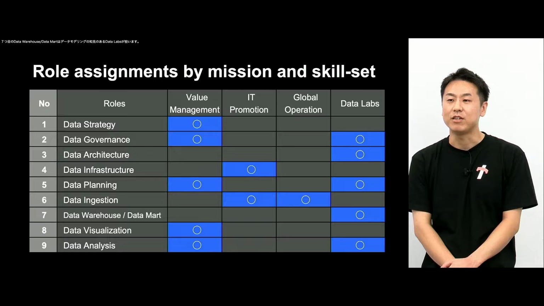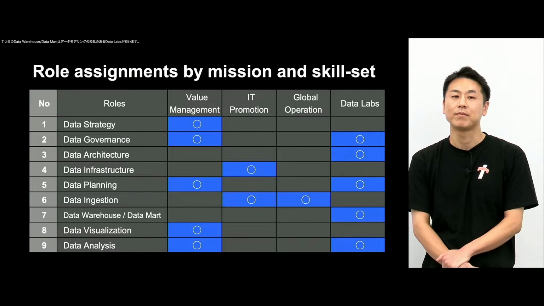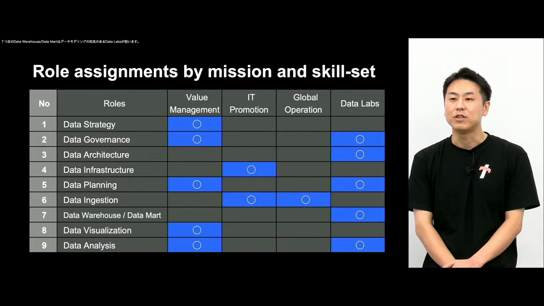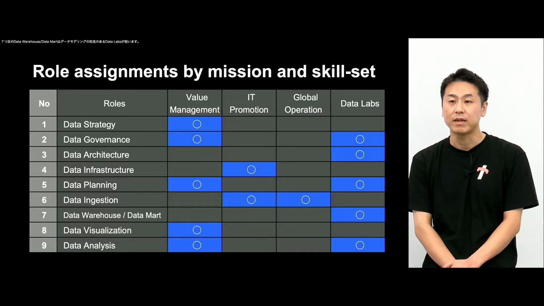And the fifth, data planning, the data value management and data lab are doing that together. Value management plans the analysis and also the data processing, and the data lab will think about how to process them. For data ingestion, IT promotion and global operation are doing this. From the DB, the data needs to be acquired, and also from API, the promotion. And if you need IPA, then global operation is in charge.